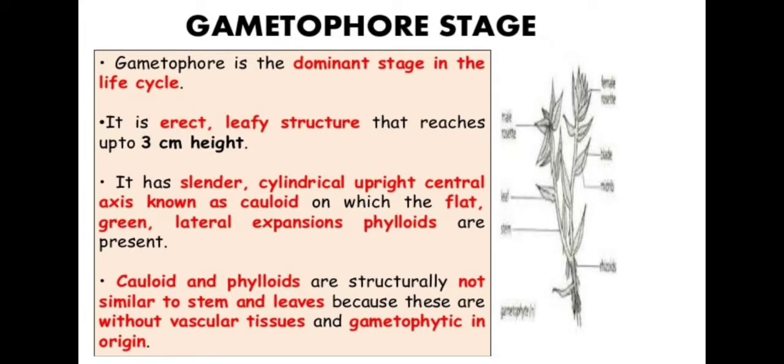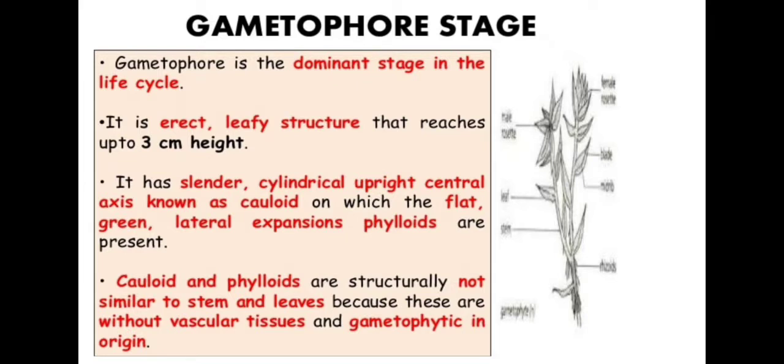Next is the gametophore stage. The gametophore is the dominant stage in the life cycle. It is an erect leafy structure that reaches up to 3 cm in height. It has a slender cylindrical upright central axis known as caulid, on which the flat green lateral expansions, phylloids, are present.